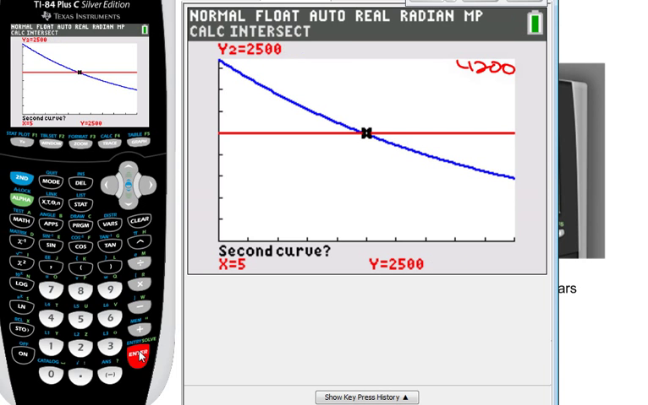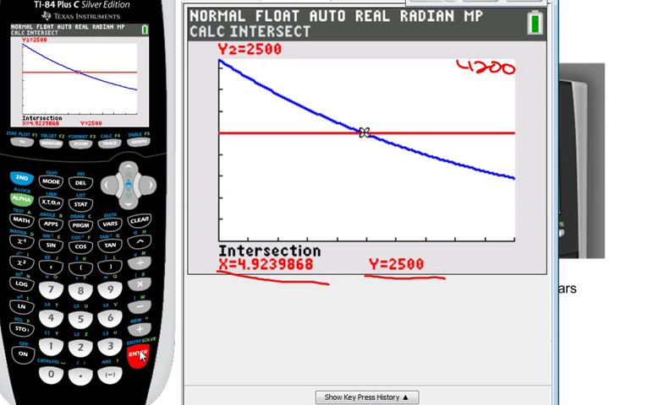Now it changes to second curve, so it's asking, do you want me to find the intersection of the first curve with that second curve? Yes, we do. Hit enter again, and now it's going to guess that intersect spot for you. Yes, we want it to do that. Hit enter a third time. So when you do this second calculate and take choice 5, which is intersect, just hit enter, bing, bing, bing, 3 times, and you will come up with the exact intersect spot for how much time it takes.